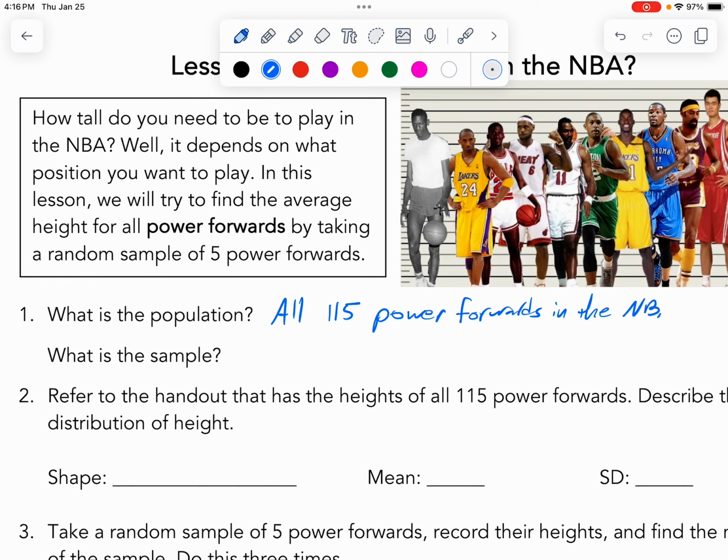Try not to shortcut these or cut them down. The more you put here, the better. The sample is 5 randomly selected power forwards.